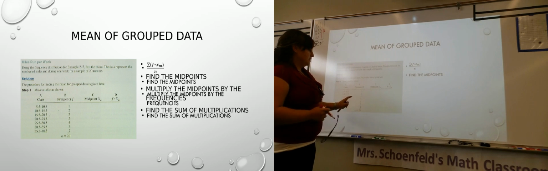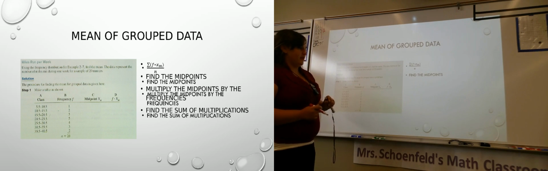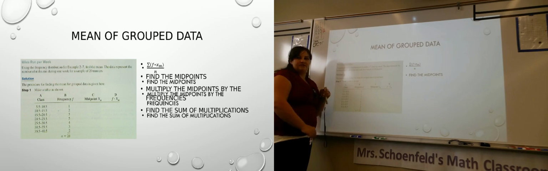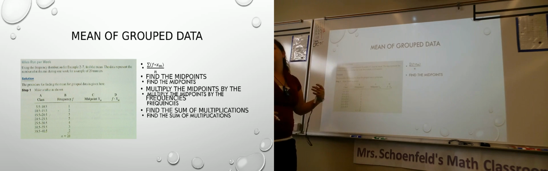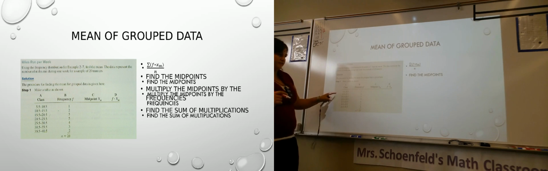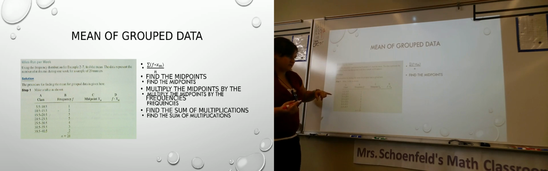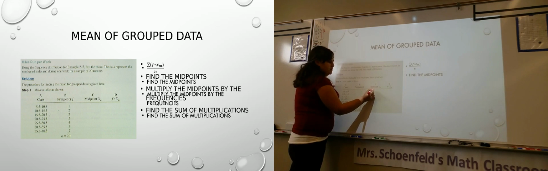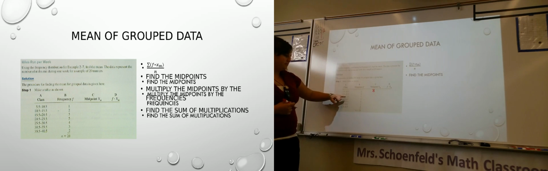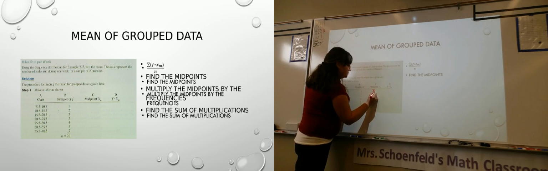Yep. So midpoints is the first thing we have to find. They kind of have this table set up for you. You don't have to do it in a table form. Midpoint, so 5.5 plus 10.5, divide that by 2. So 8, does that seem right? 16 divided by 2 is 8. Okay, so we have to know all our midpoints. 10.5 plus 15.5 is 26, divided by 2 gives 13.